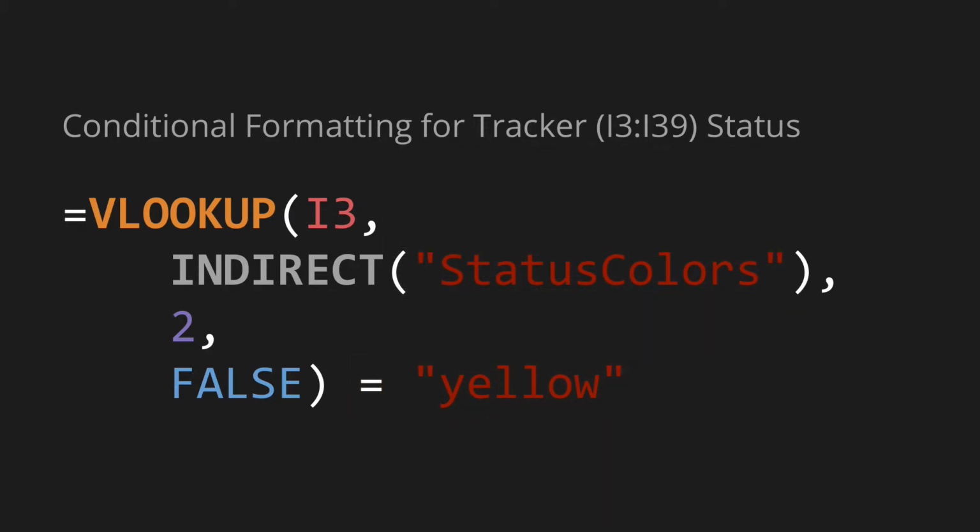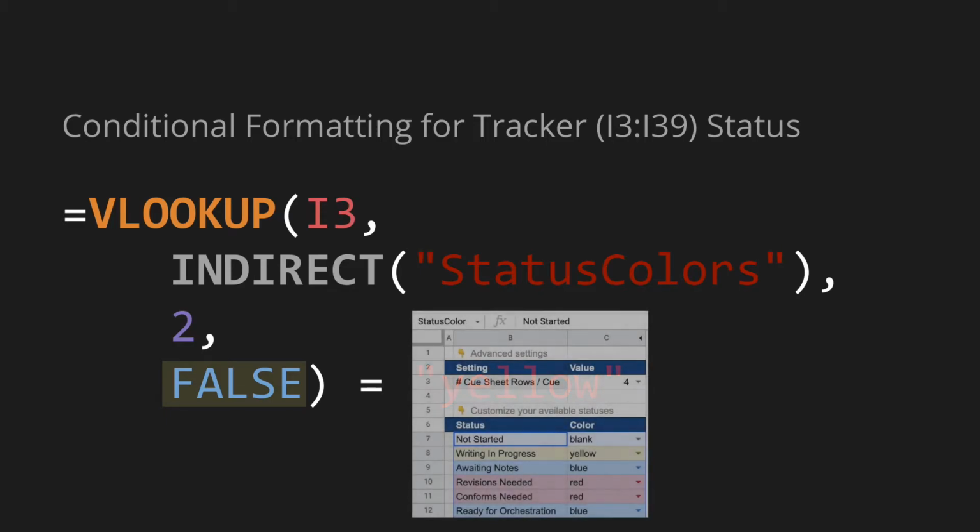Couple more details I glossed over. In normal formulas within the spreadsheet, you could just write status colors without this INDIRECT function and quotes around it. But for various reasons, named ranges only work correctly in conditional formatting rules when they're referenced using INDIRECT like this. And then that last blue FALSE argument tells VLOOKUP that the first column it is searching over is not sorted. So lookups within sorted ranges would happen a little faster, but we don't want to sort our statuses alphabetically. We want them in the logical order that a queue actually progresses through.